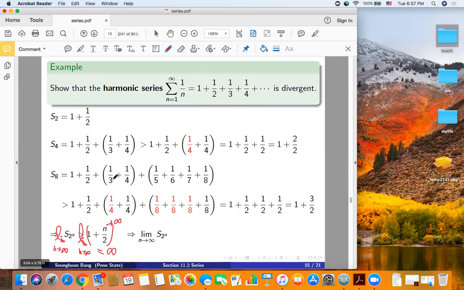So what does it mean? The limit of S to the 2n is greater than infinity. So we have infinity, right? So the partial sum approaches infinity. So this also approaches the same number, infinity. That's it. So it is always divergent. The harmonic series is always divergent, approaching positive infinity.